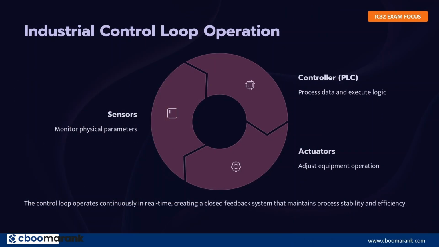Now, let's move to the industrial control loop operation. In industrial systems, these components operate together in what is known as a control loop operation. The sensor measures the physical condition, the controller processes the data and executes the control logic, and the actuator adjusts the equipment operation. This loop runs continuously in real time to maintain a stable industrial process.